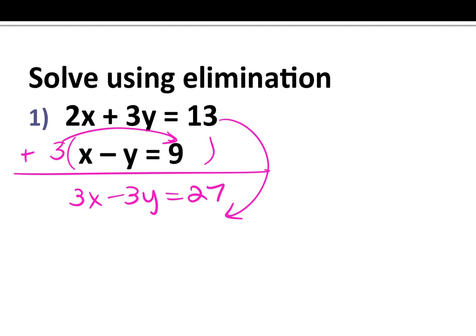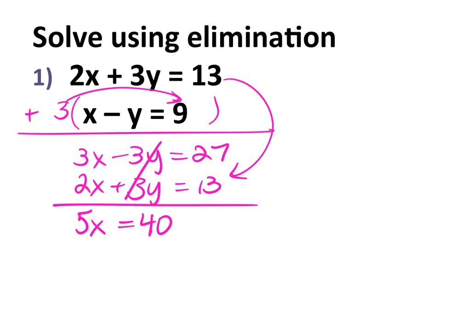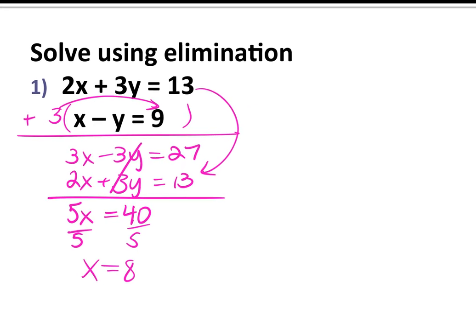Then I just repeat the original first one. And then I'm going to add these. 3x plus 2x is 5x. Negative 3y and positive 3y cancel out. And 27 plus 13 is 40. Divide both sides by 5. And x is 8.